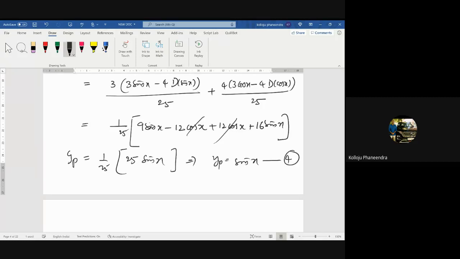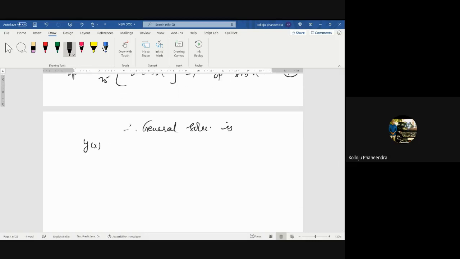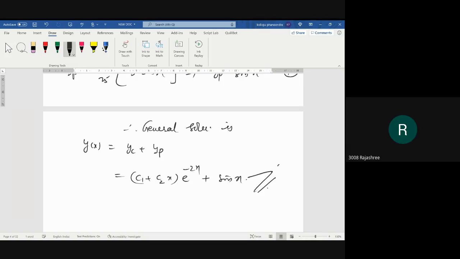This is equation 4. Therefore, the general solution is y of x equal to yc plus yp. What is the root? -2 now. So e to the power of -2x plus sin x. This is the answer. Sir, we can find C1 and C2 also by boundary conditions.